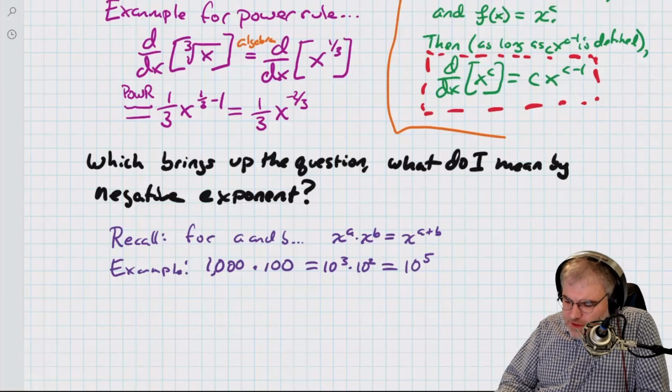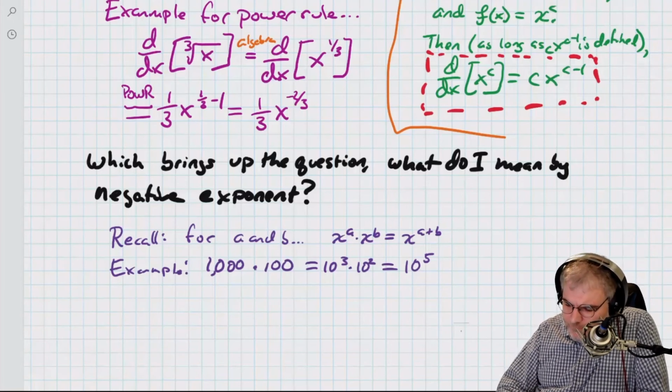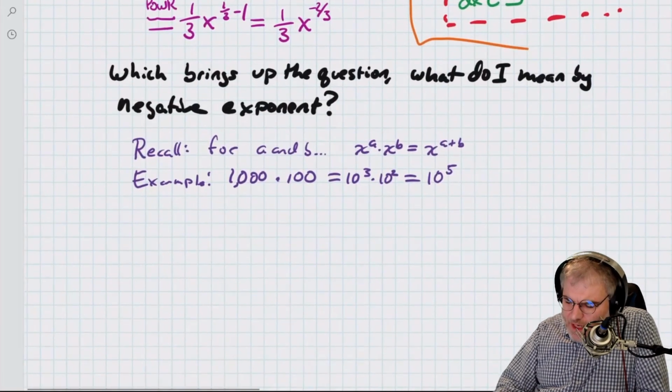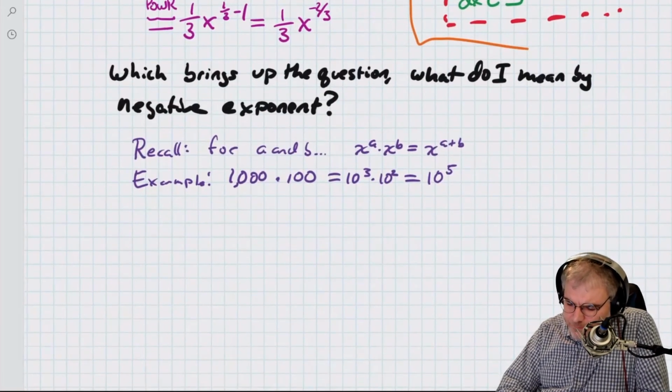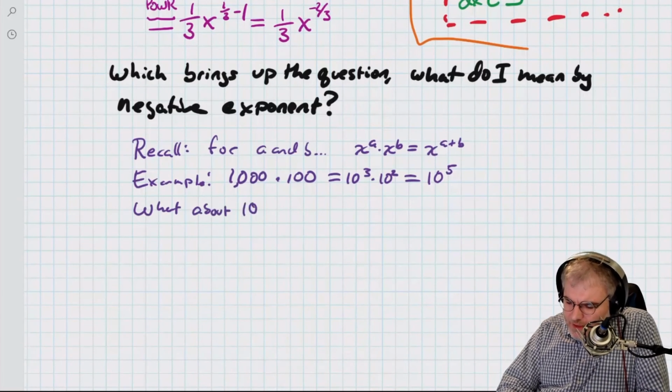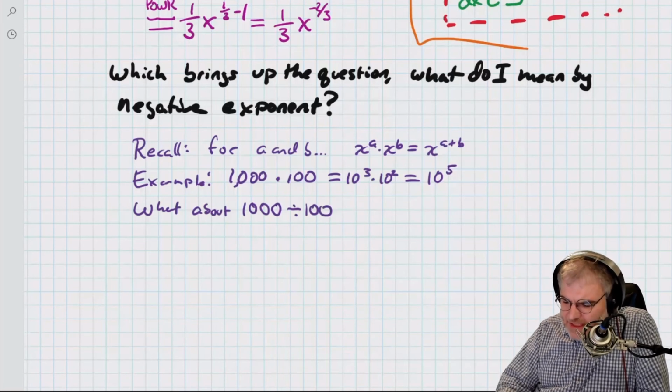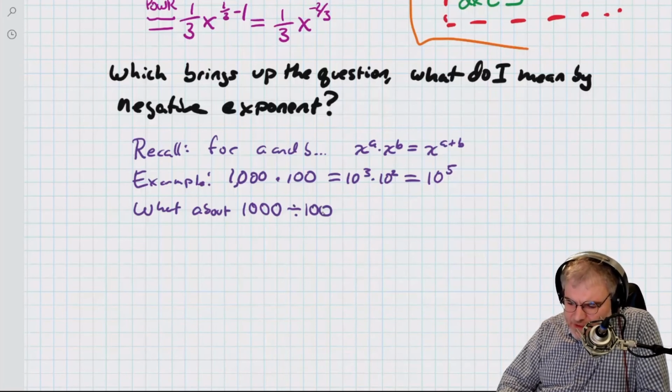So this rule better be there. Now, what is 1,000 divided by 100? Well, that's going to equal 10, right? I take the zeros and I chop them off.